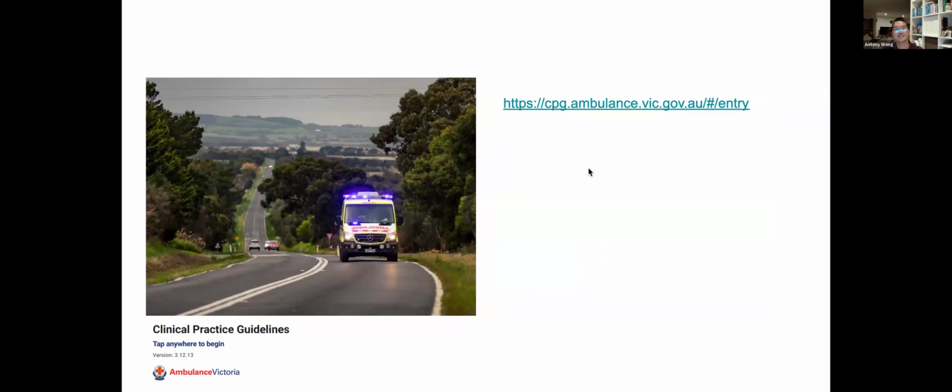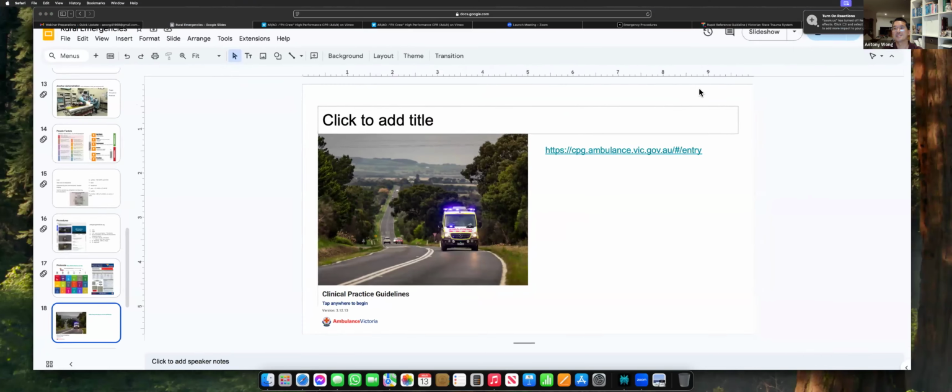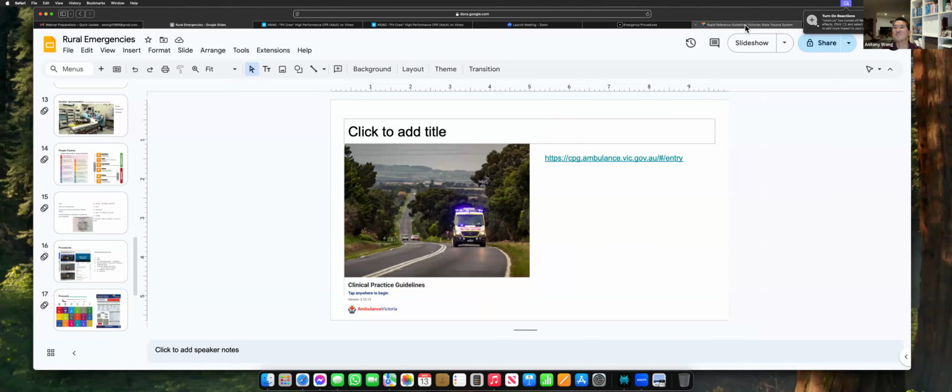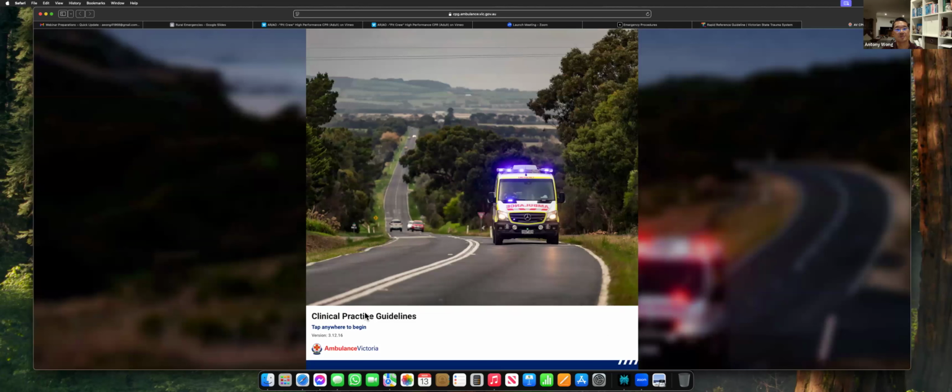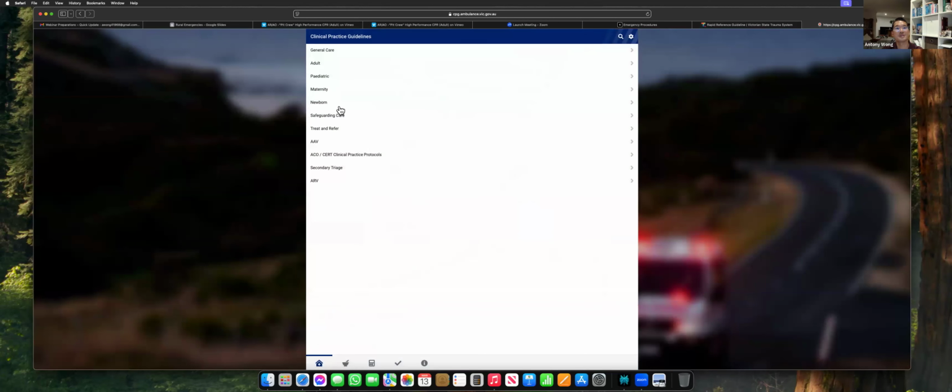And finally is the clinical practice guidelines from ambulance.vic.gov.au. This is a really easy to use site. Hang on a sec, I'm just trying to get onto there. It seems to be blocked off on me. So clinical practice guidelines, tap anywhere to begin, and then you can see adult, pediatric, maternity, newborn, and yeah, you can flick through that.